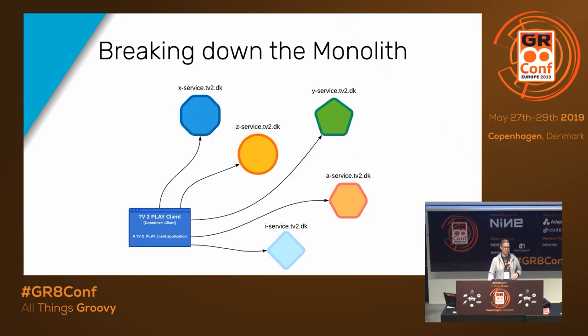The first version of our microservices looked kind of like this. Every service had its own host name. Every service had its own context, of course. But it was really up to the different TV2 Play clients to find out, if I need this functionality, which service do I need to talk to in order to fulfill that request? So there was a lot of business logic inside every app.